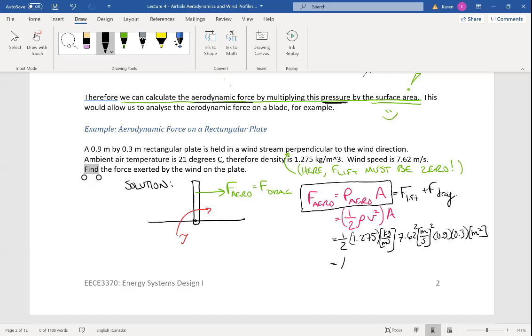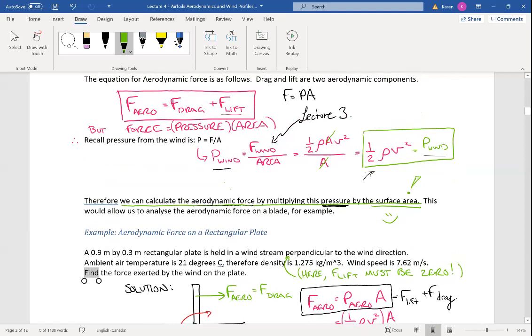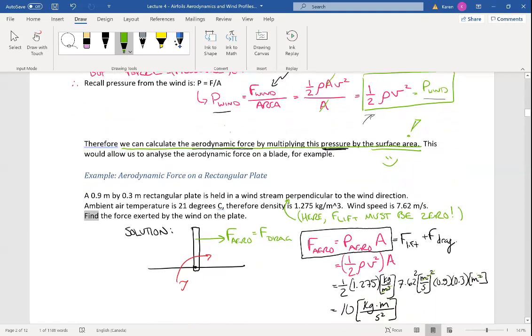You would end up with 10, rounded to 10 kilogram meter per second squared. And of course, kilogram meter per second squared is a Newton. And what I did here is I crossed out this meter cubed with this meter squared and one of these meters, and that's it. I'm left with kilogram meter per second squared. So that's how I would use this force equation and the fact that force equals pressure times area.